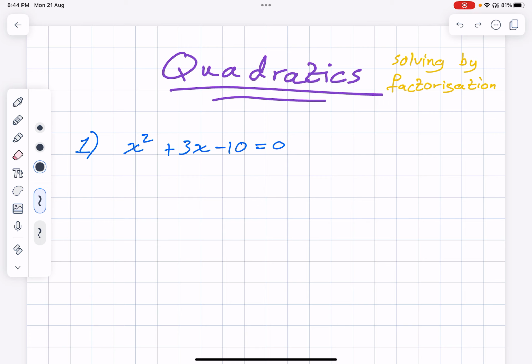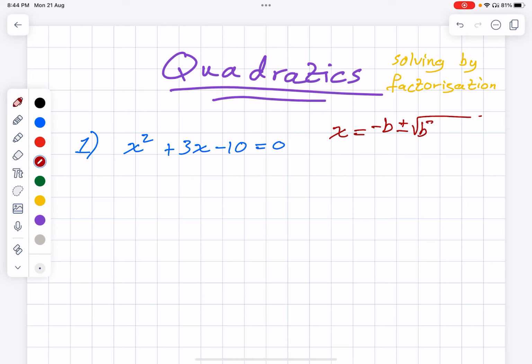One of these ways is to use the quadratic formula, which is, as you can see here, x equals minus b plus or minus the square root of b squared minus 4ac, over 2a.